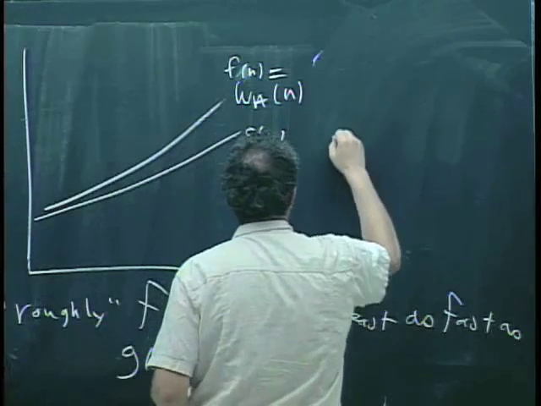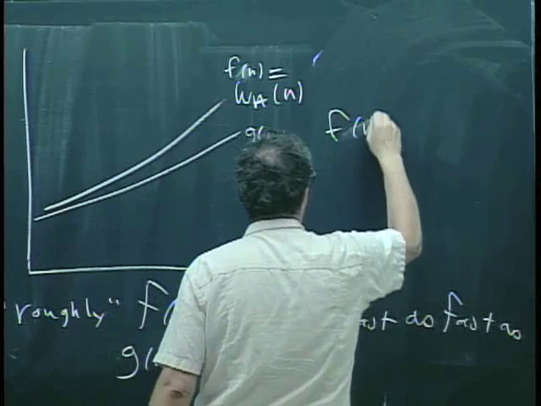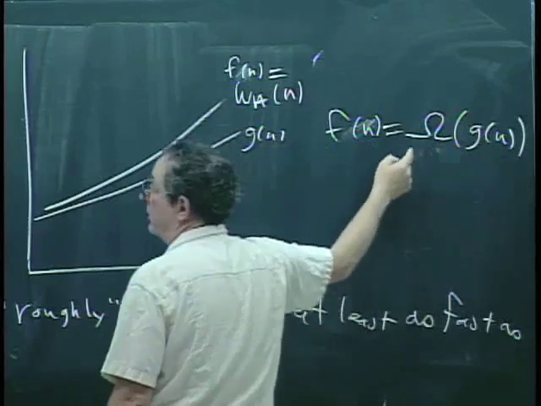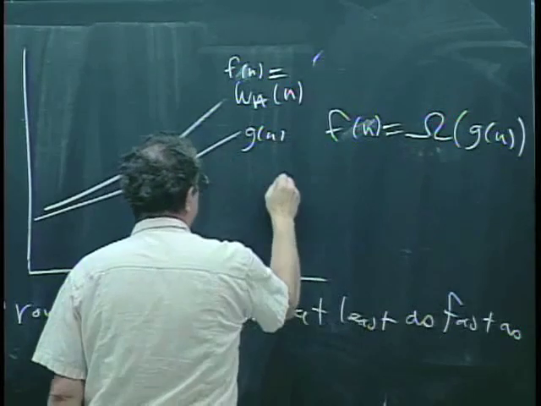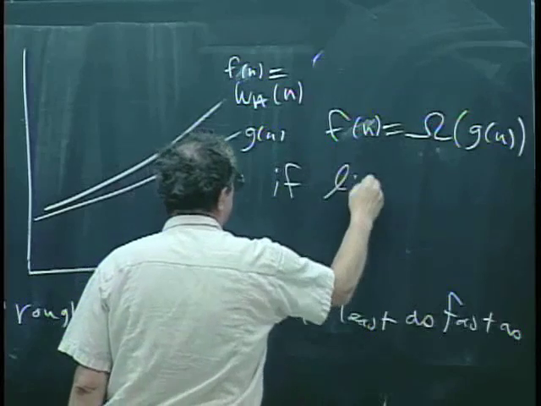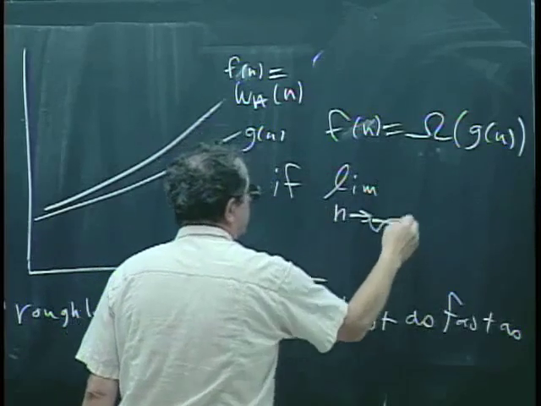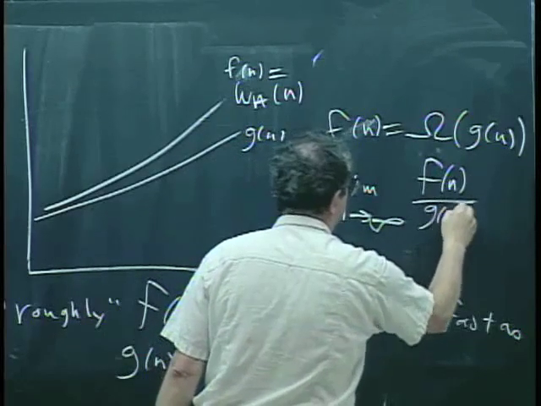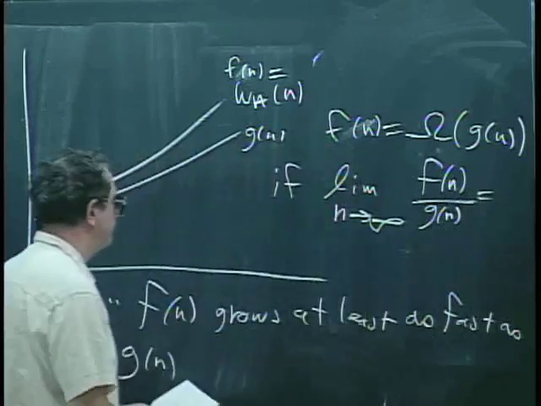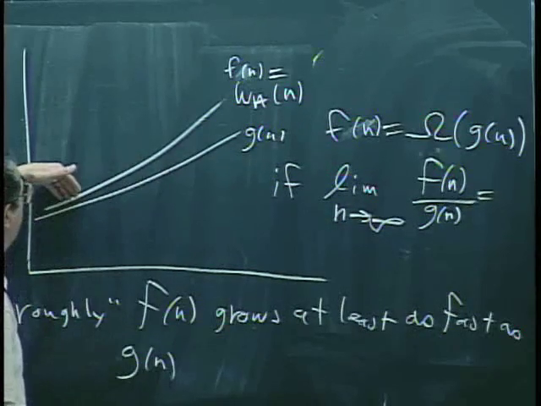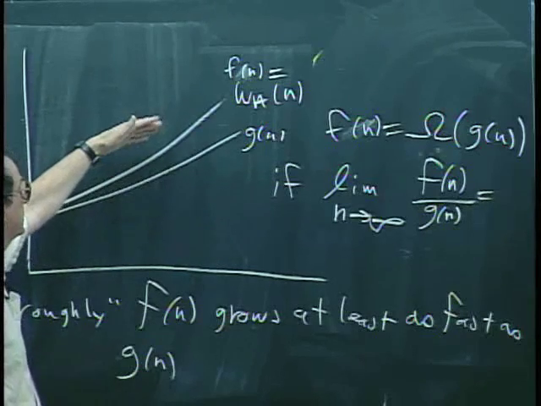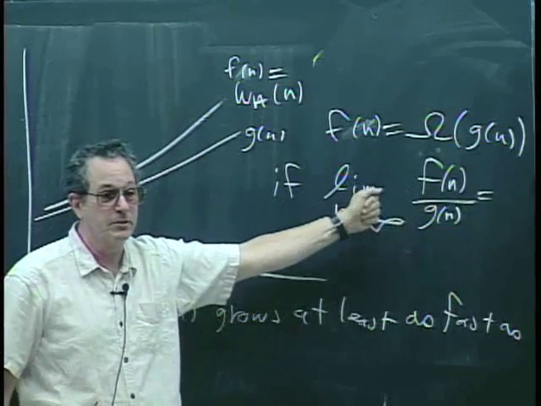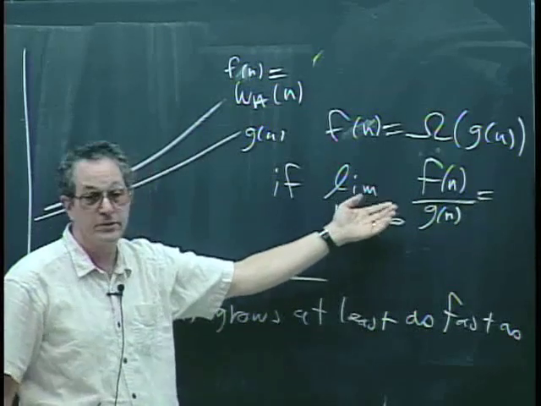First of all, the notation F of N is equal to omega G of N. Instead of using big O, we use this term omega. And that happens if the limit, as N goes to infinity, of F of N over G of N, let's think about this one. F of N is growing at least as fast. Well, it could really dominate. F of N could grow much, much faster than G of N. And if that happens, what would this limit converge to?